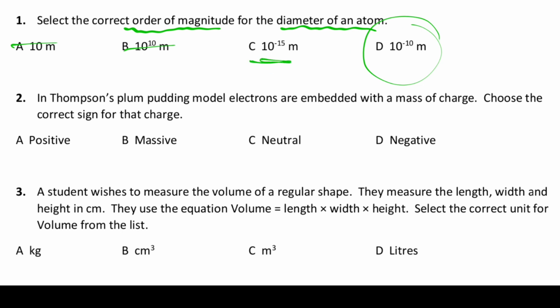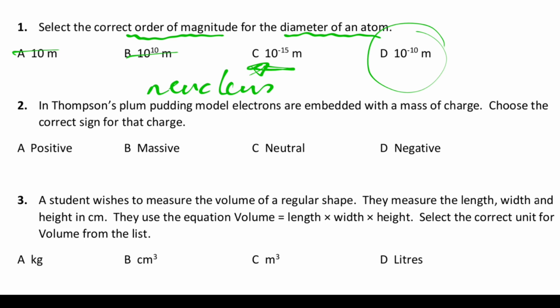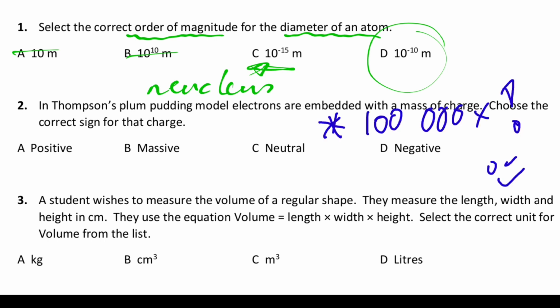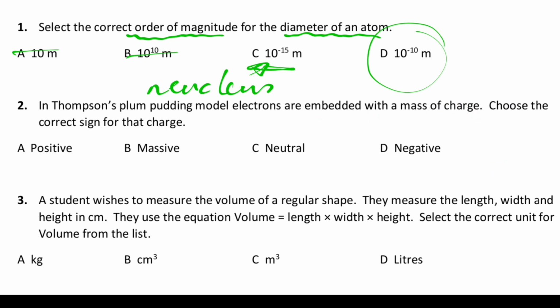This is the rough diameter of the nucleus. When you were talking about Rutherford's scattering, he found the diameter of the nucleus to be 10 to the minus 15 meters. So this tells us that actually the nucleus is like 10,000 times smaller than the actual atom. It's tiny. Okay, in Thomson's plum pudding model, the electrons are embedded in a mass of charge. Choose the correct sign for that charge.